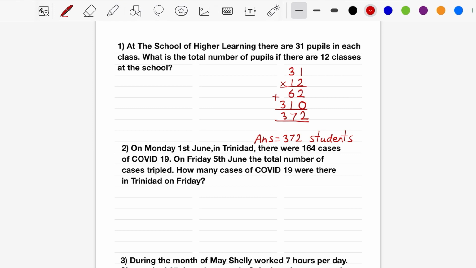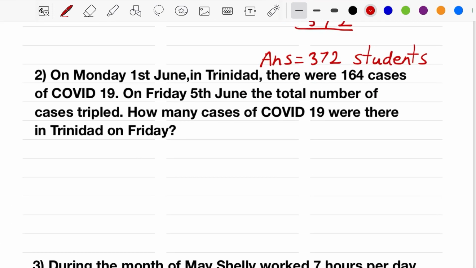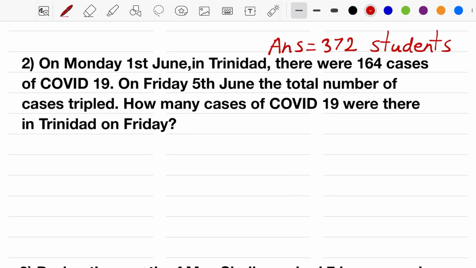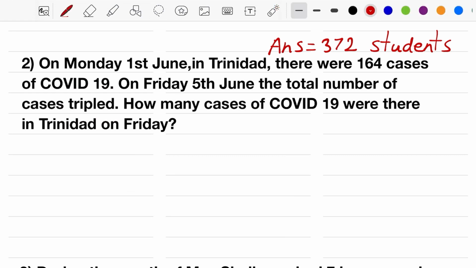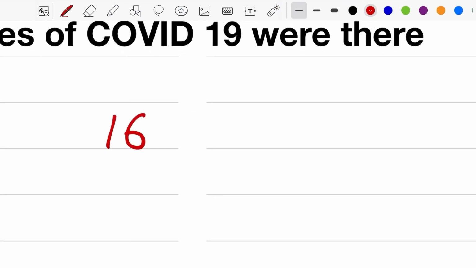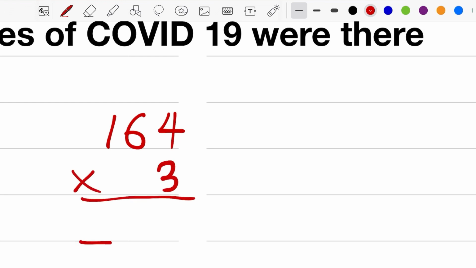Okay, so for number 2, we will do this example as well, as this one has 3 digits. So 164 multiplied by 3, because we are talking about triple the number. 164 multiplied by 3. 3 4s are 12. We put the 12 outside. We cross out the 2 and we put it inside in the 1's position.